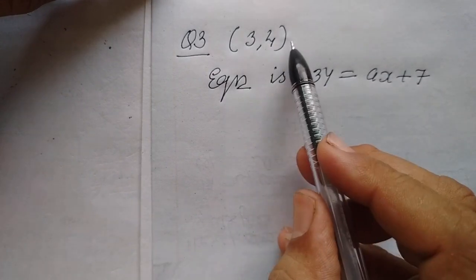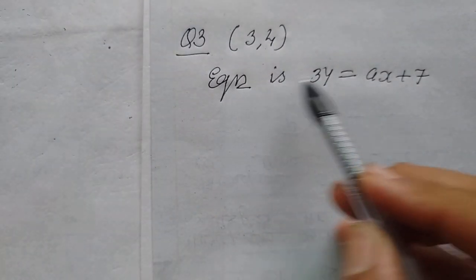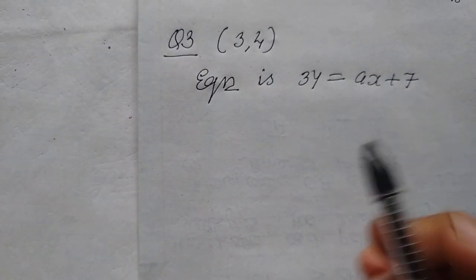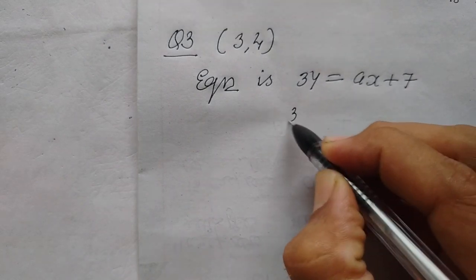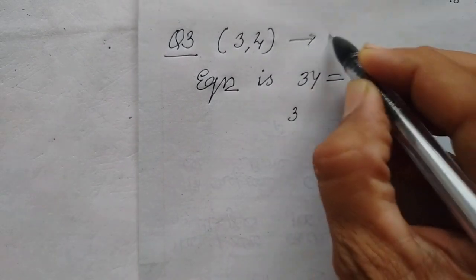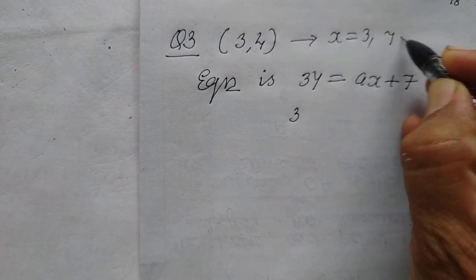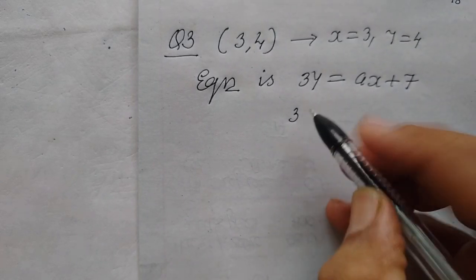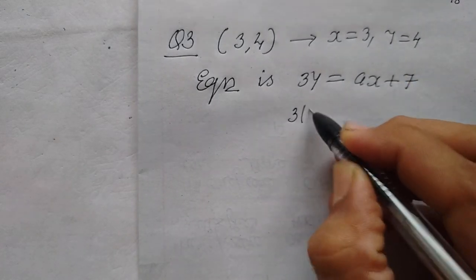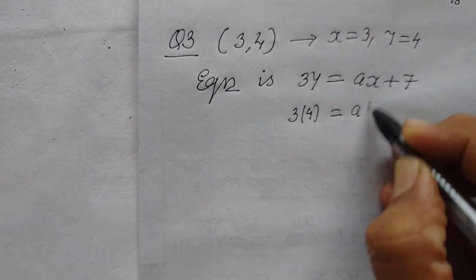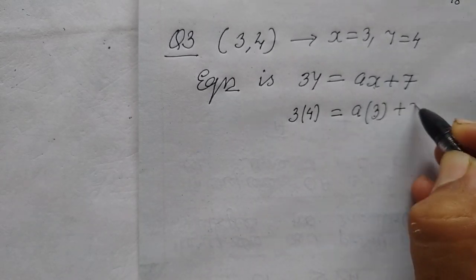Now children, (3, 4) is the point. The equation is 3y equals ax plus 7. Put the value. Now children, here you write this way: x equal to 3, y equal to 4. Now put y here, a into x value 3, plus 7.